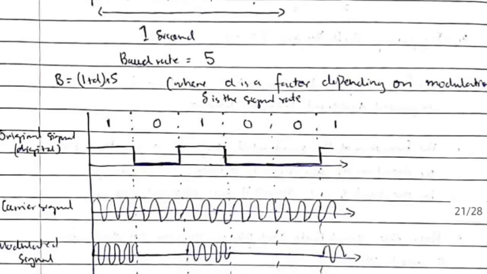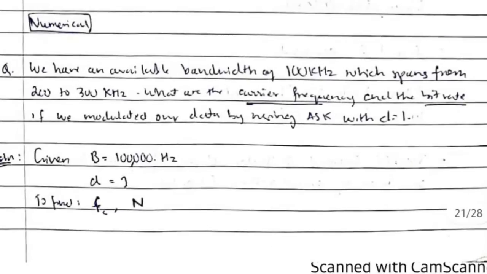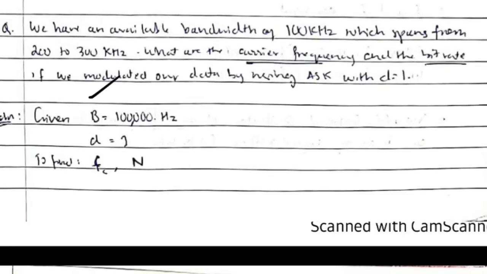See here, in this numerical we have been given B as 100 kilohertz, which spans from 200 to 300 kilohertz. We have to find out the carrier frequency and the bit rate. So let's find out. B is given to be 100 kilohertz and D is given as 1. D is just a case factor, like before we had C. Now here we have D. We have to find out Fc, which is the carrier frequency, and the bit rate.